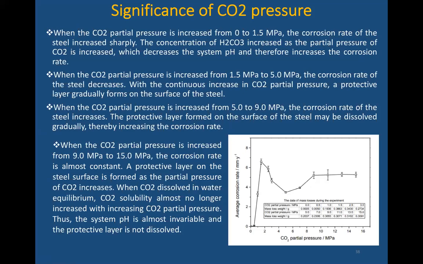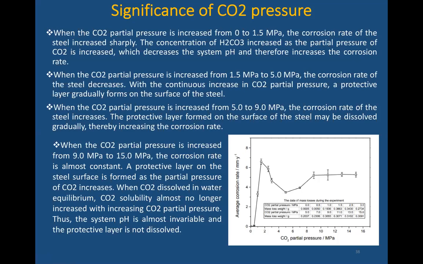Now again you are increasing partial pressure from 5 to maybe 6, 7, 8. Once you increase the CO2 pressure up to 9 megapascal, the corrosion rate of the steel increases because the protective layer that formed is now dissolved in the solution. That's why the corrosion rate is again increasing. And after a certain time, once it increases from 9 megapascal to 15 megapascal, the corrosion rate is almost constant because a protective layer on the steel surface is formed and the partial pressure of CO2 also increases.